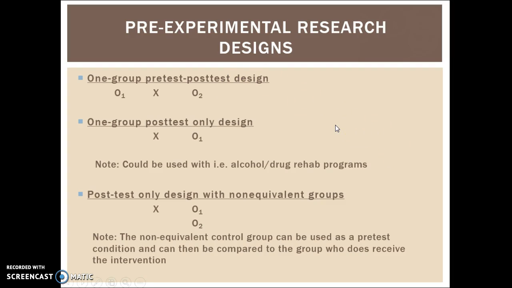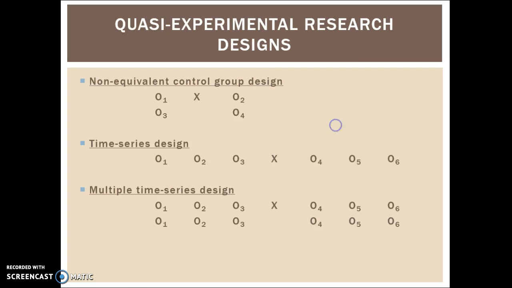Okay, then we're going to move on to quasi-experimental. So for quasi-experimental, as I mentioned before, oftentimes they do use control groups, but there's no random assignment in quasi-experimental studies. So of the three most common ones, I'll mainly talk about this top one. The non-equivalent control group design is really the most commonly used quasi-experimental design.